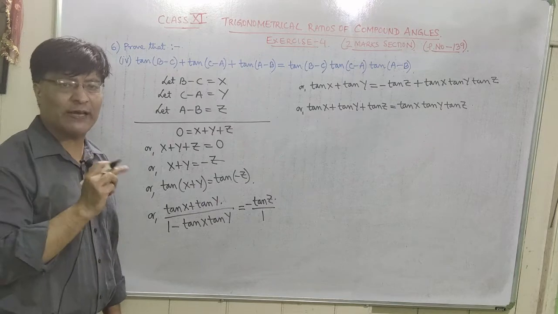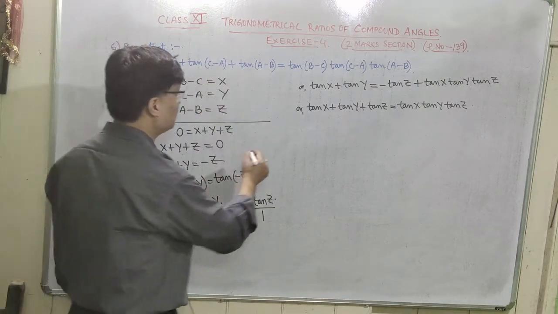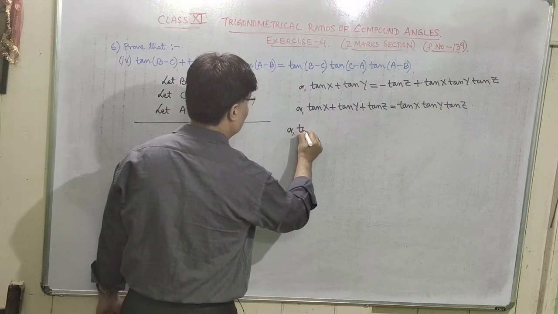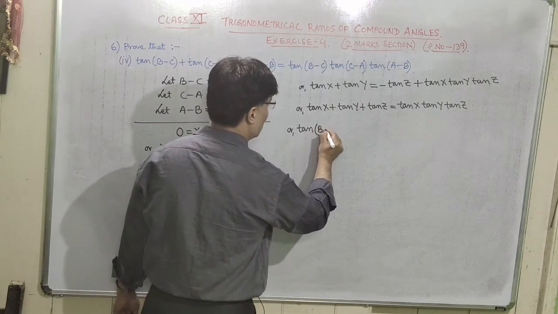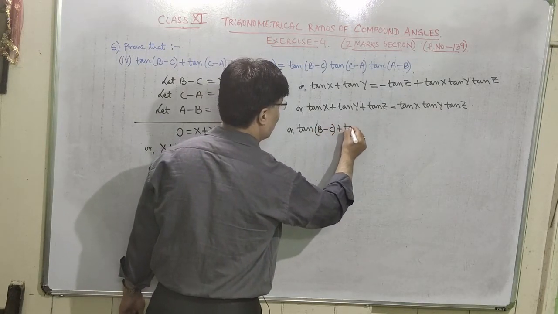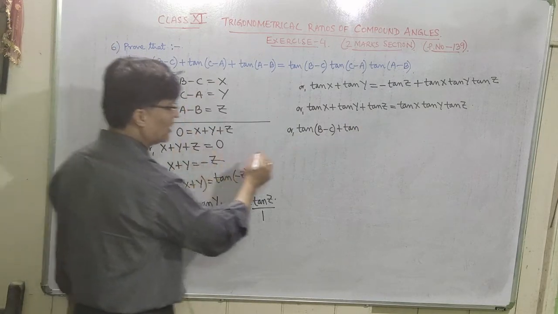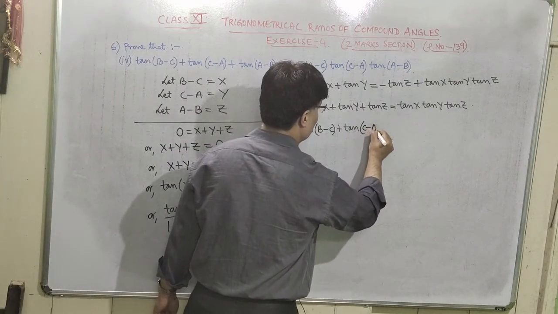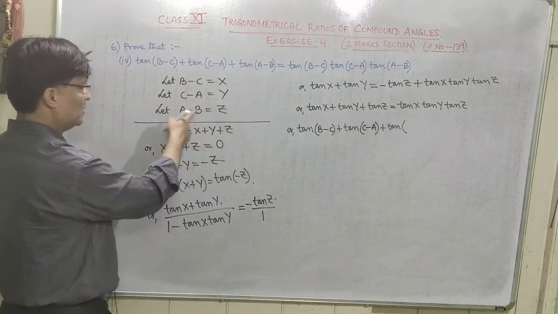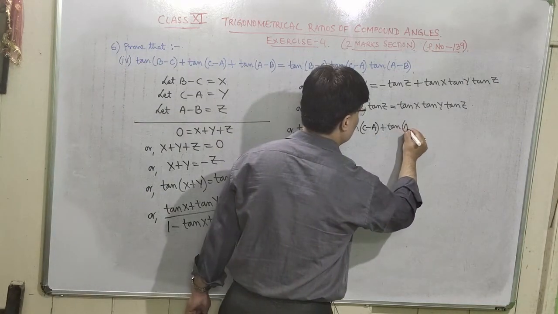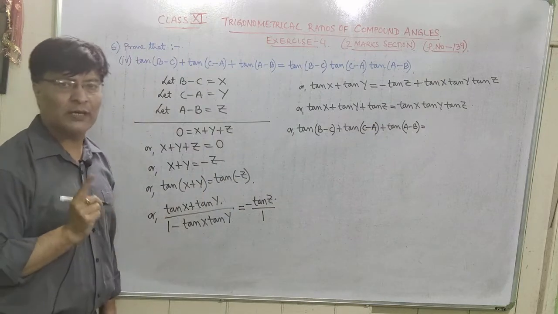Now you can put those values of X, Y and Z in order to prove this LHS is equal to RHS. So tan of, what is the value for X? It is B minus C. B minus C plus tan of, what is Y? Y is C minus A. So this is C minus A plus tan of, within bracket, what is Z? It is A minus B. So this is A minus B is equal to, on the right hand side also you can put those values of X, Y and Z.